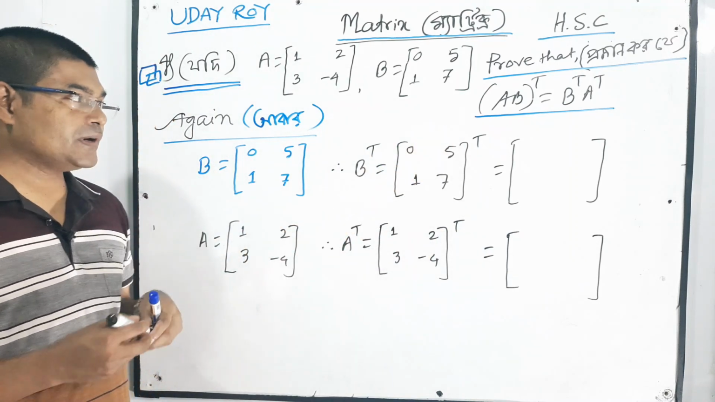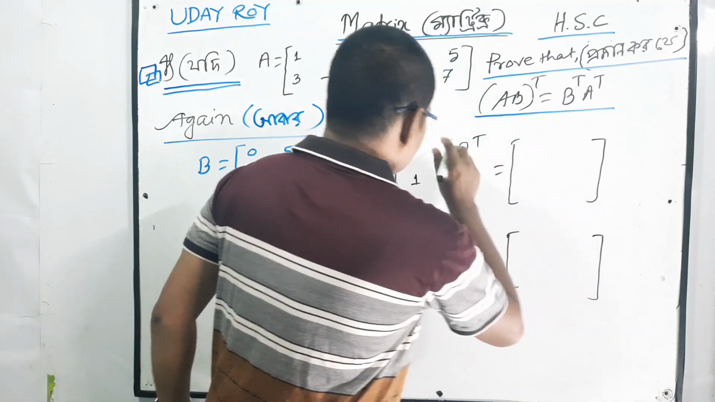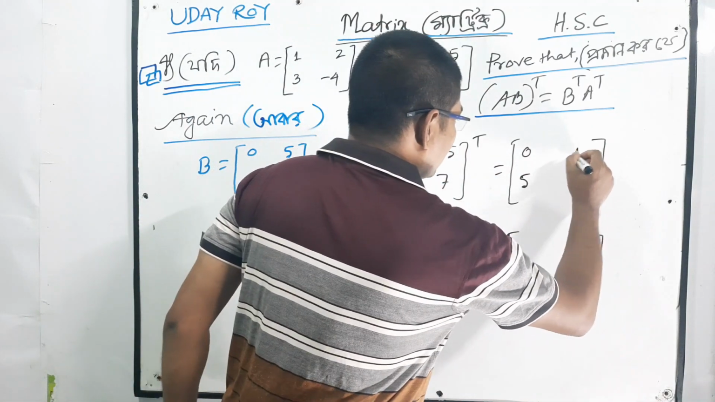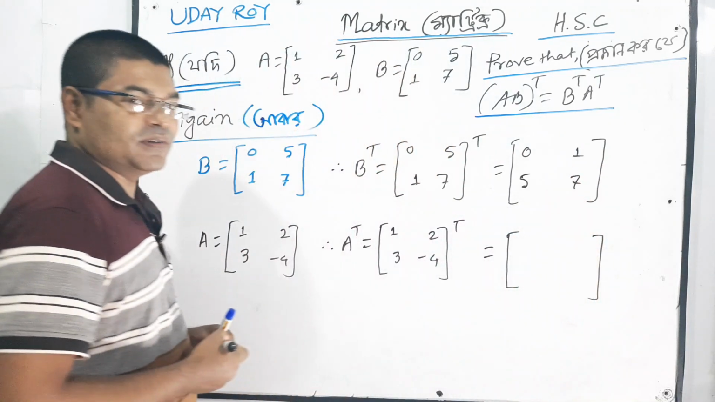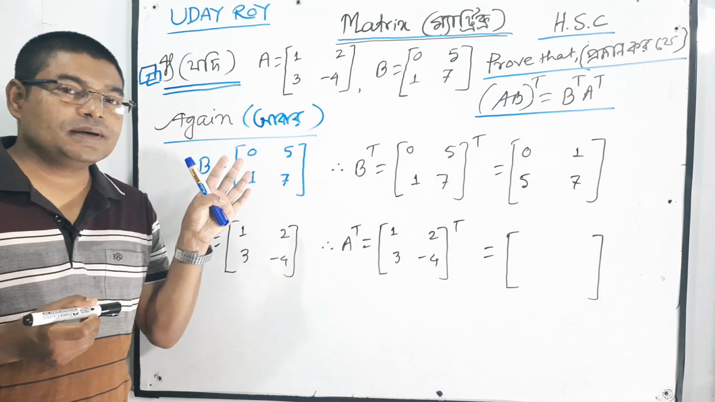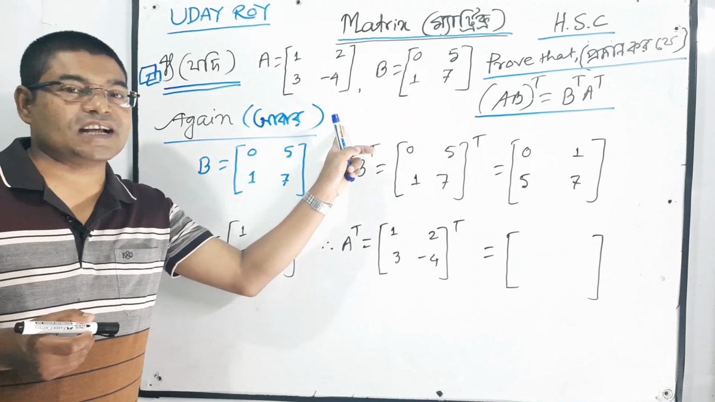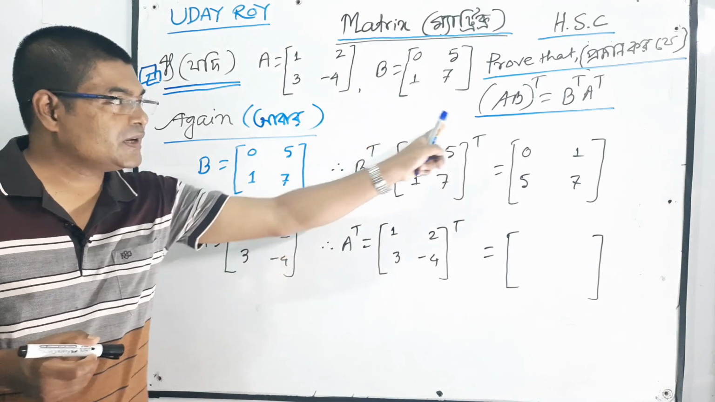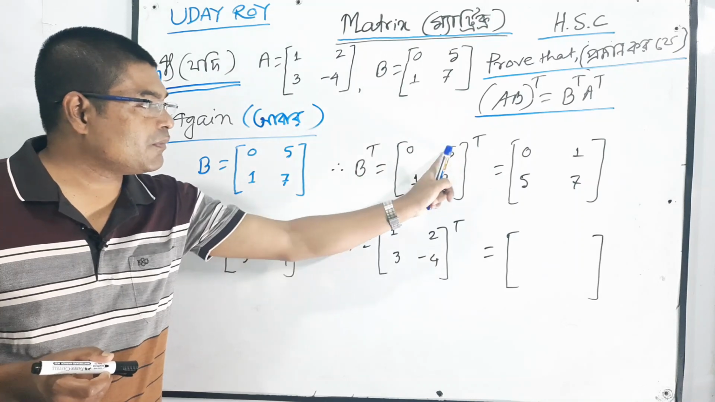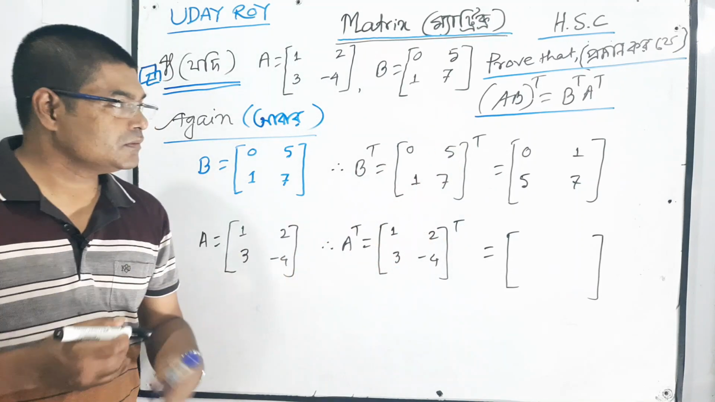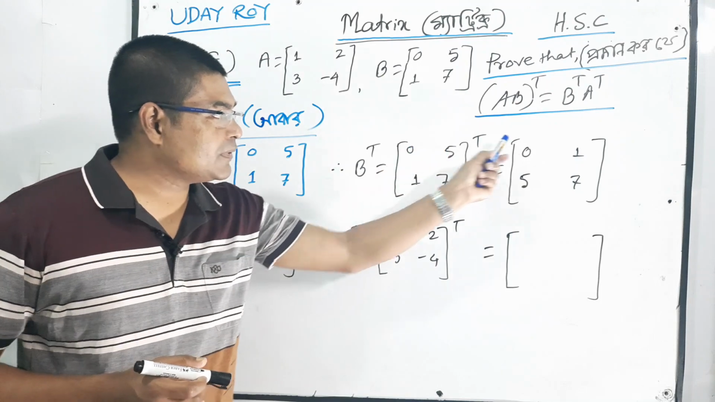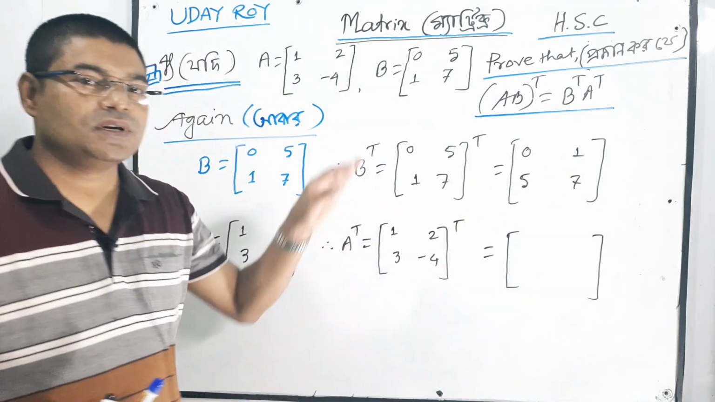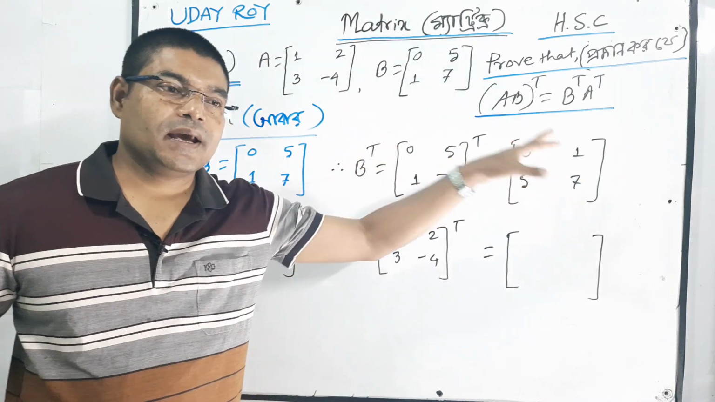So we'll get the first row, which will be the first column, 0, 5, 1 and 7. We first write B, then the transpose sign. Here is the transpose sign, 0, 5, 1 and 7. Now 0, 5 is the first row, first column, second row, second column. Transpose of B is complete.